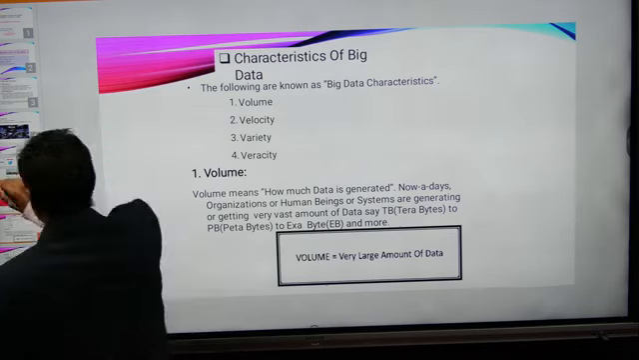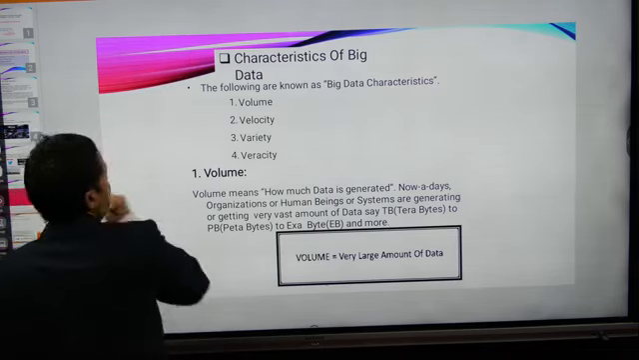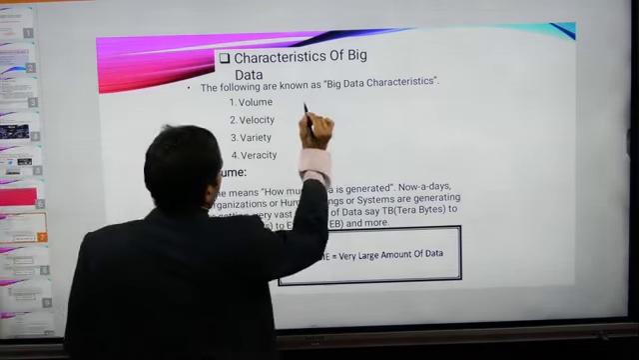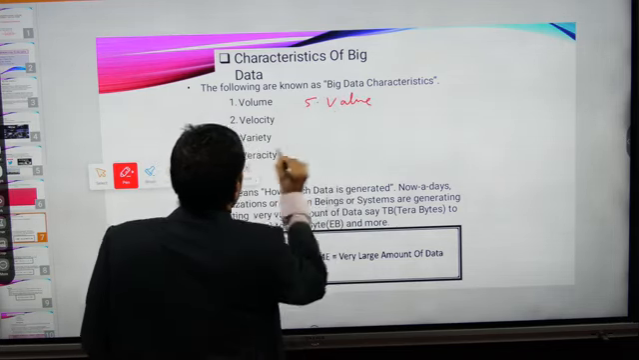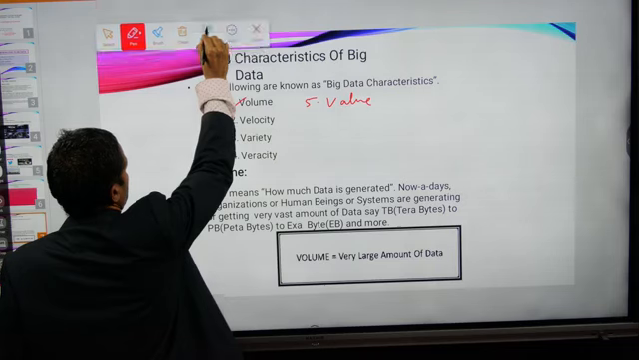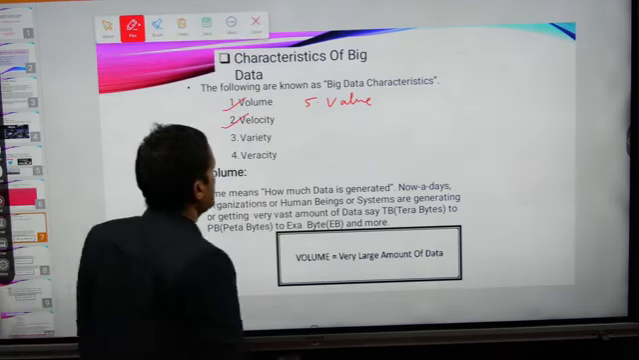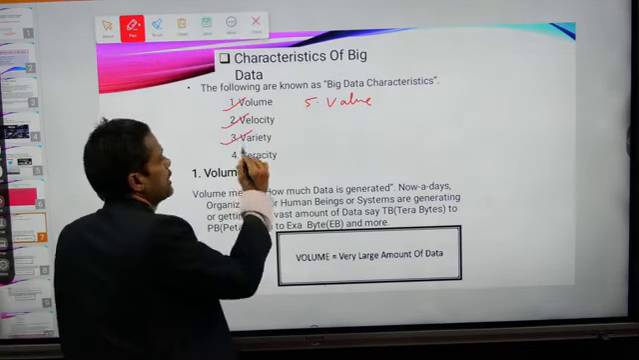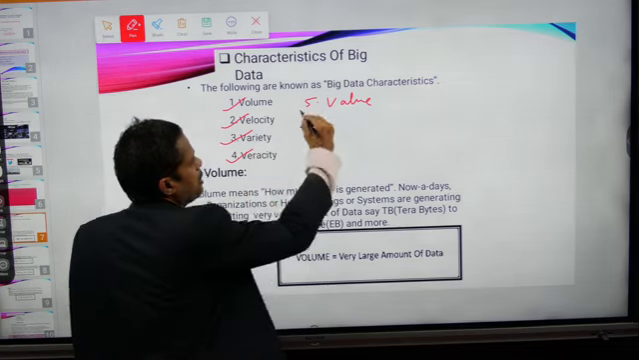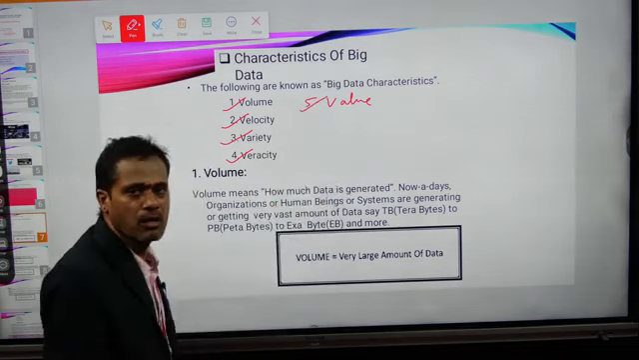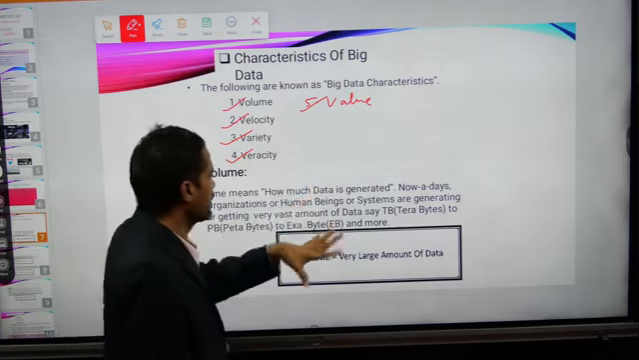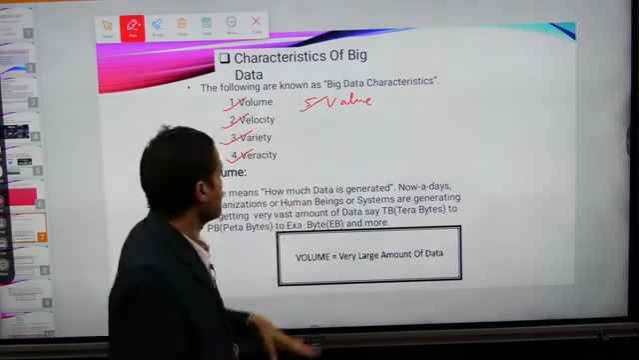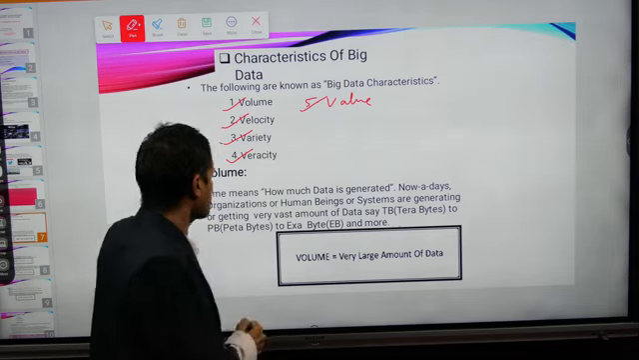So one more concept is there here, a fifth point. The fifth one is value. Here the first one is volume, then velocity, variety, veracity and value. The fifth one is value, which is not printed here. So we can understand it point by point. Okay. Now we will go to volume.